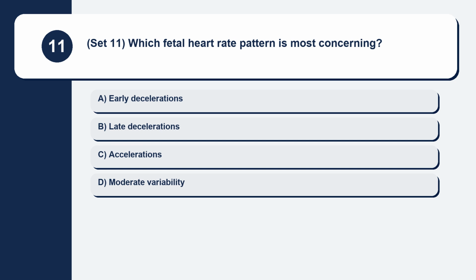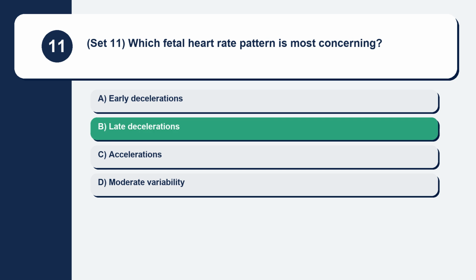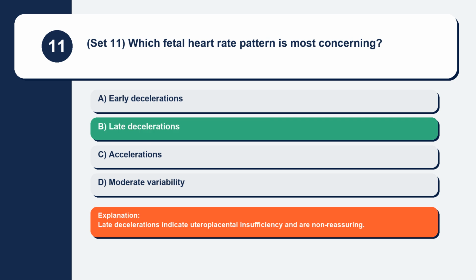Question 11. Set 11. Which fetal heart rate pattern is most concerning? Early decelerations, late decelerations, accelerations, moderate variability. Late decelerations indicate uteroplacental insufficiency and are non-reassuring.